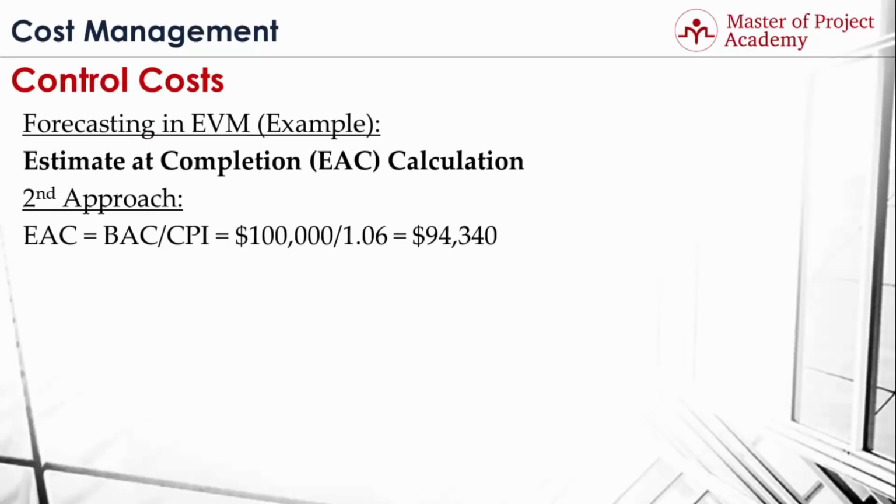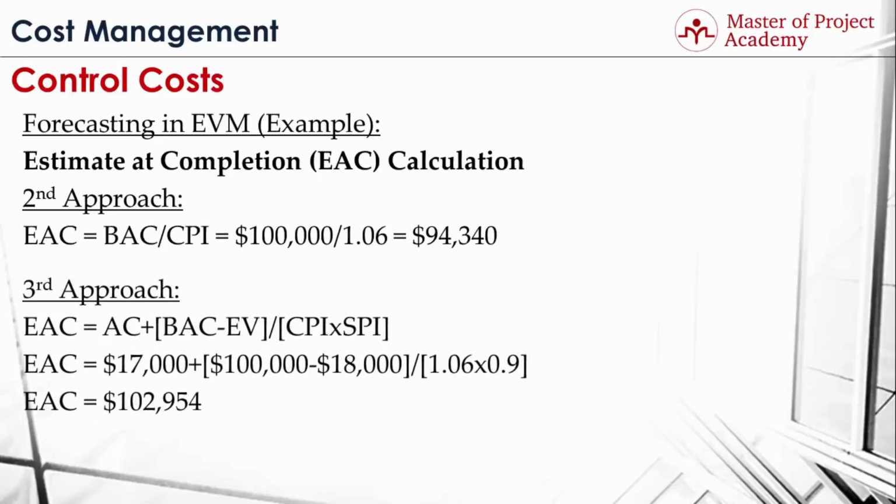In the second approach, estimate at completion was calculated by dividing the budget at completion value by the cost performance index. When we substitute the BAC and CPI values in the formula, estimate at completion is found as $94,340 with the second approach. Since the current cost performance of the project is good, this performance is assumed to be achieved during the rest of the project. Thus, the estimate at completion value is lower than the one we calculated with the first approach.